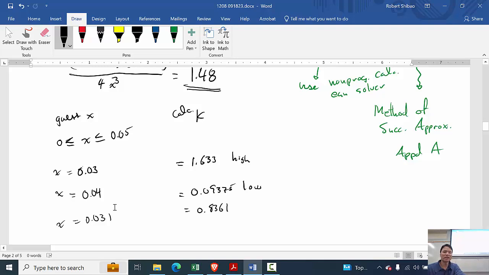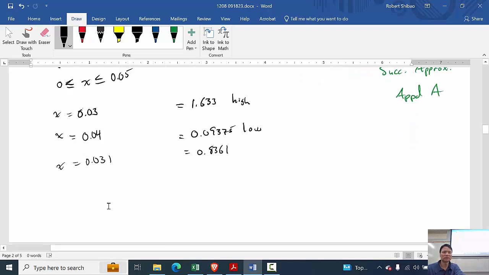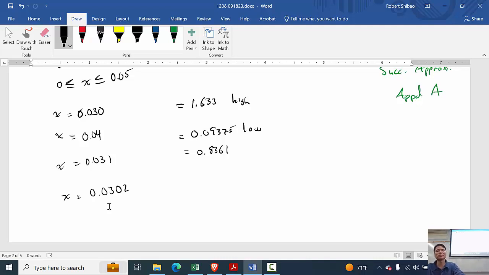All right, so what should we do next? It looks like it's between 30 and 31, maybe? Closer to 30. So 0.0305 would be halfway between. Let's try 0.0302 and see what we end up with.